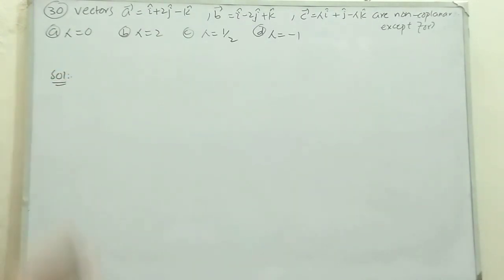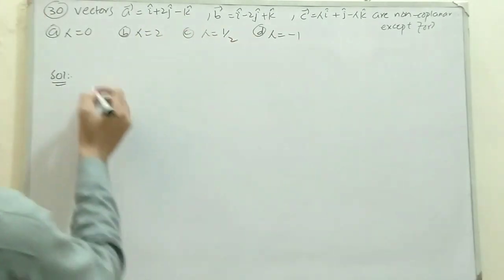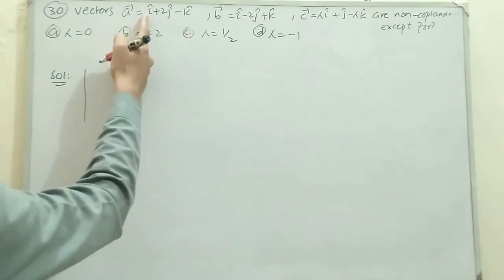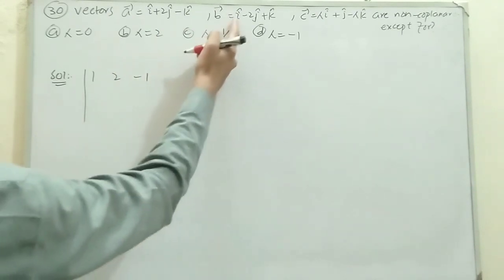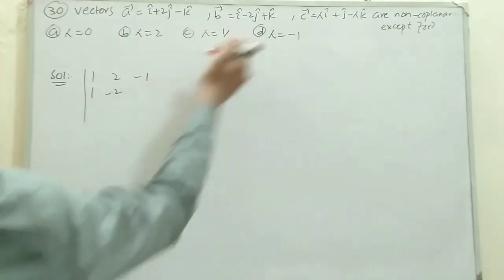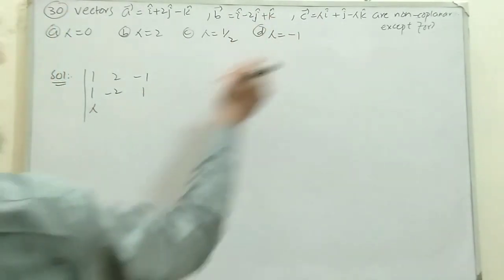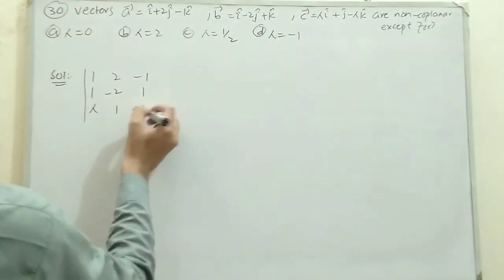We are going to find the coplanar vector. How can we find a coplanar vector? Let's suppose a vector is i plus 2j minus k. Their coefficients are 1, coefficient 2, coefficient minus 1. Here the coefficients are 1, minus 2, 1. Here the coefficient of i is lambda, the coefficient of j is 1, and the coefficient of k is minus lambda.